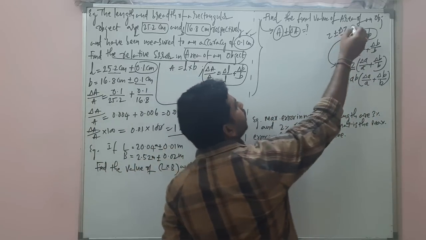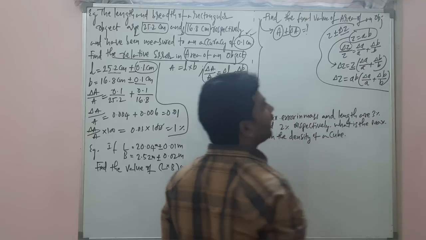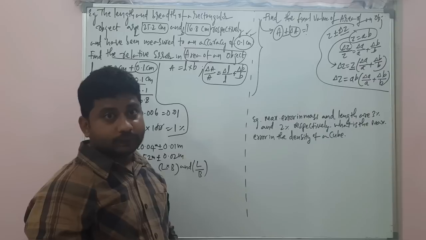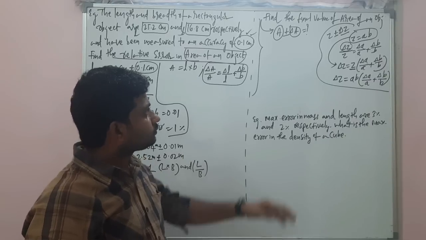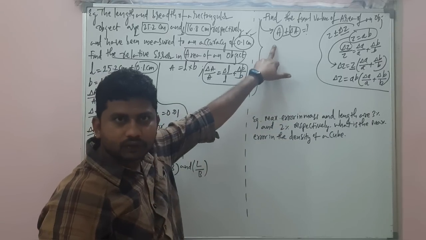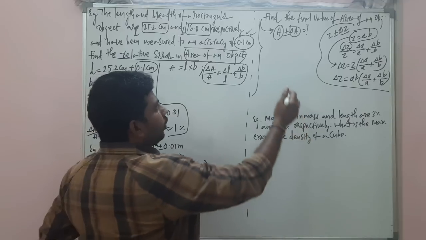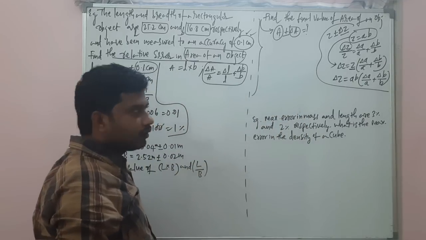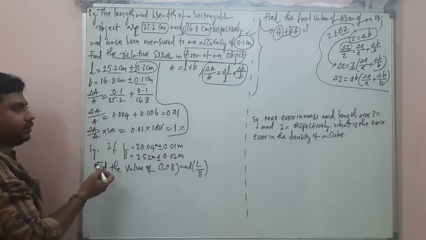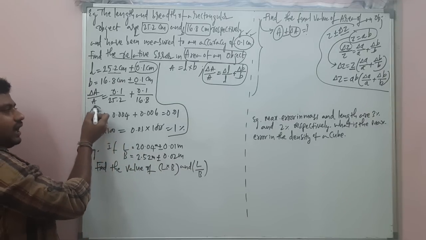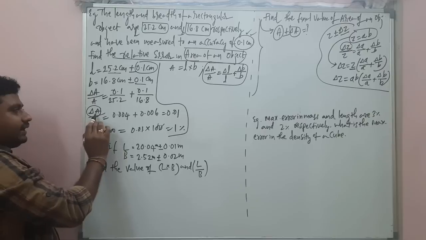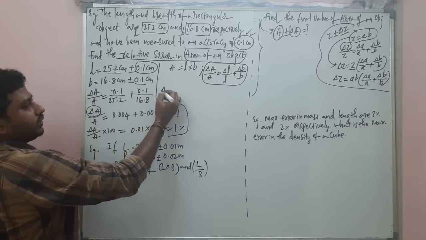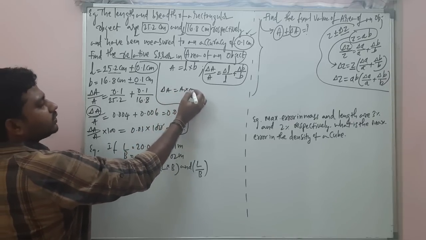This is the most important part. Most important part, again I am telling you. Now, look at here. Carefully see. What we need to find out is a plus or minus delta a. Here, come back here. What is this delta a? Delta a is a into 0.01. Yes or no? So delta a is equal to a into 0.01.